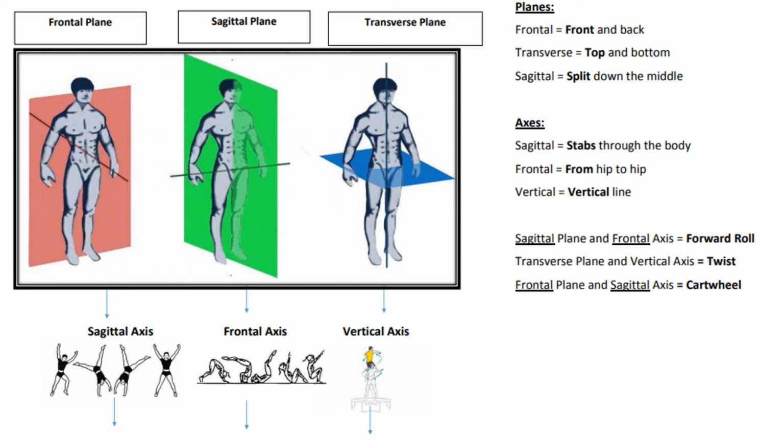This topic can appear difficult to begin with, but there really isn't much to it. If you can learn the information on the screen now, then you can answer any question on planes and axes. So to recap, the frontal plane works with the sagittal axis, and this results in a cartwheel. The sagittal plane works with the frontal axis, and this results in a forward roll or somersault. The transverse plane works with the vertical axis, and this results in a twist jump.